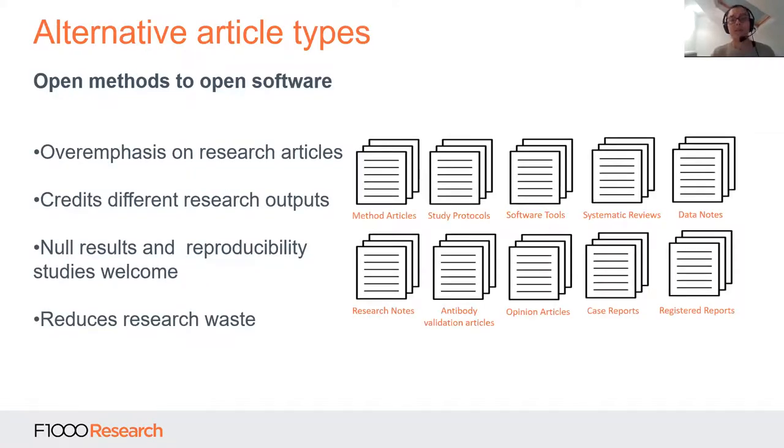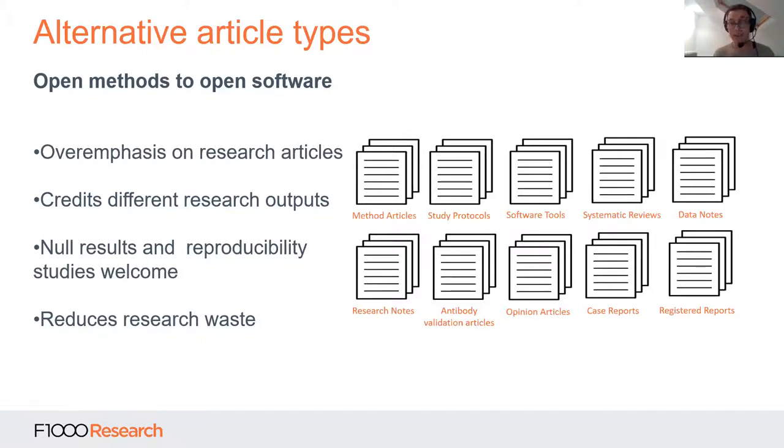And also, I know we've been talking a lot about reproducibility, so we have a lot of these different article types. There tends to be an overemphasis on research articles. We publish a lot of research output, so you get credit for all these different article types, including null results and reproducibility studies. And this hopefully reduces research waste and increases efficiency, so there isn't someone else out there trying to do some work that you know is never going to work.